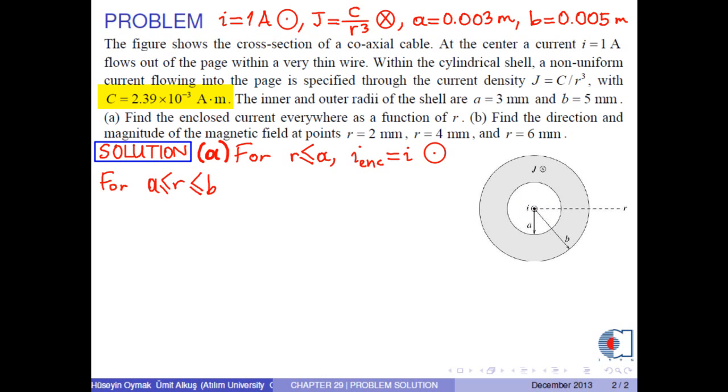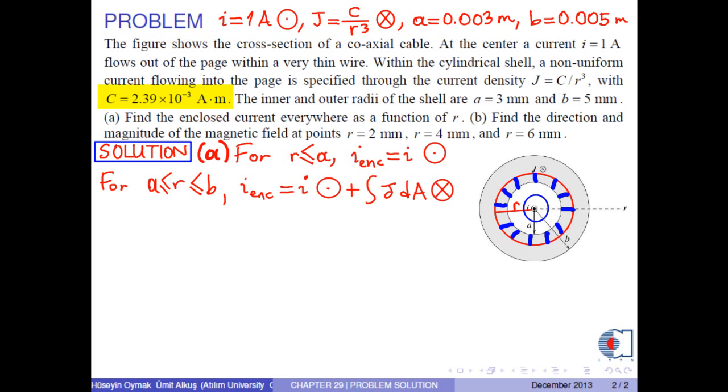For r greater than a and less than b, I enclosed is the sum of the currents: I, which is out of the screen, and the current in the portion of the outer shell, the integral of J dA, which is into the screen. Conventionally, we take the direction out of the screen as positive and into the screen as negative. Therefore, the enclosed current is I minus the integral of J dA, direction is out of the page.